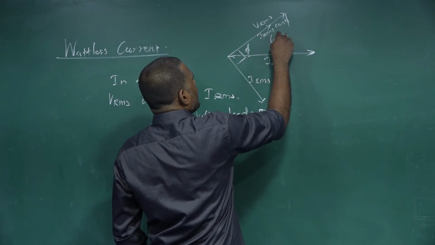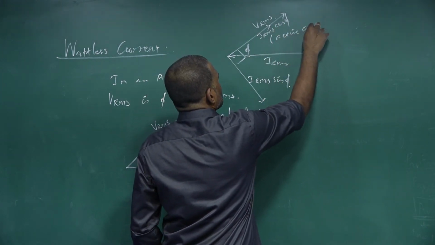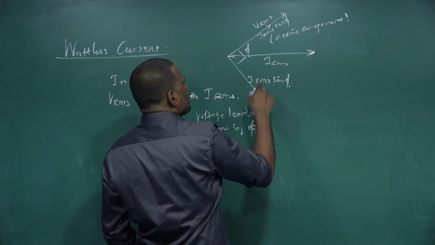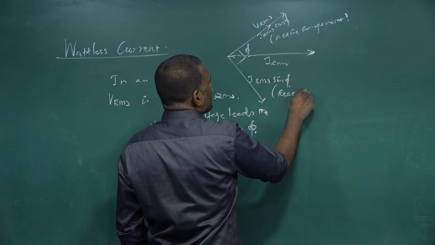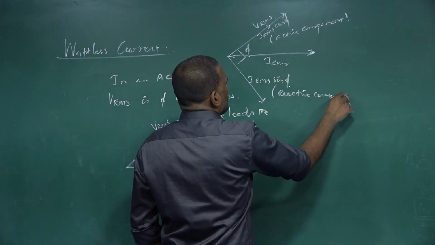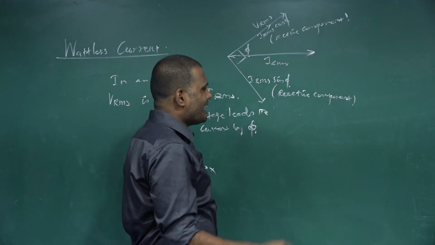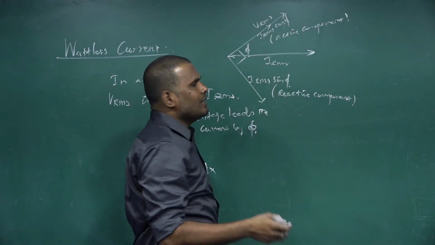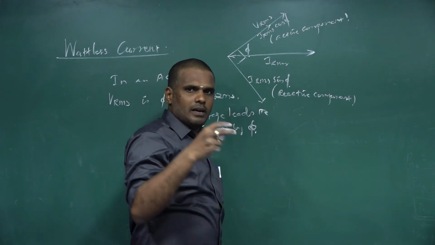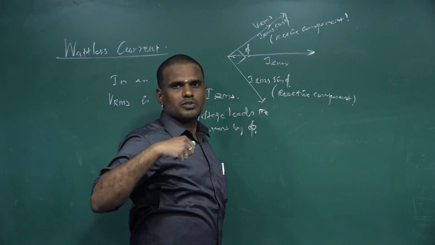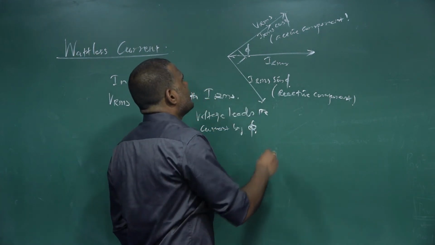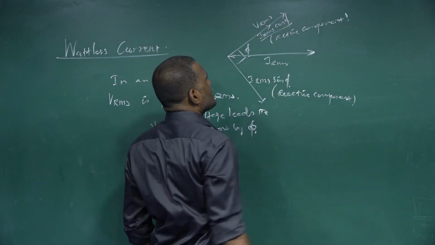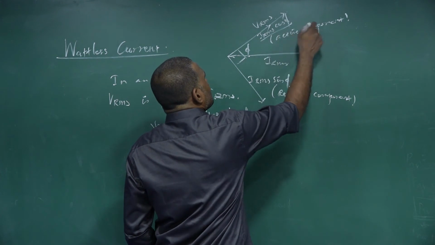So how can we say this? IRMS cos phi is called the active component. And this IRMS sin phi is called the reactive component. So what happens exactly here? This active component IRMS cos phi is responsible for the conversion of the energy obtained from the source into useful work. So work is done by consuming energy from the source with the help of the IRMS cos phi component. So this is called the active component.